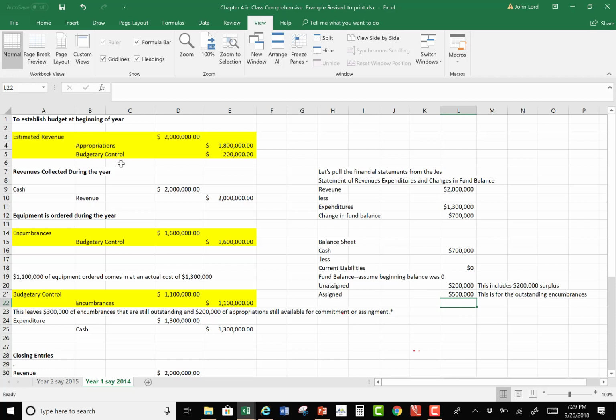To establish the budget, I have my beginning of the year entry up on this little part. Debit estimated revenue, credit budget appropriations, 1.8 million, credit budgetary control. Everybody seeing that? Okay, good. Now what I'm going to do here is keep track of my budgetary control over here on the side, right here on the board. Budget control, and it just got credited for 200,000.